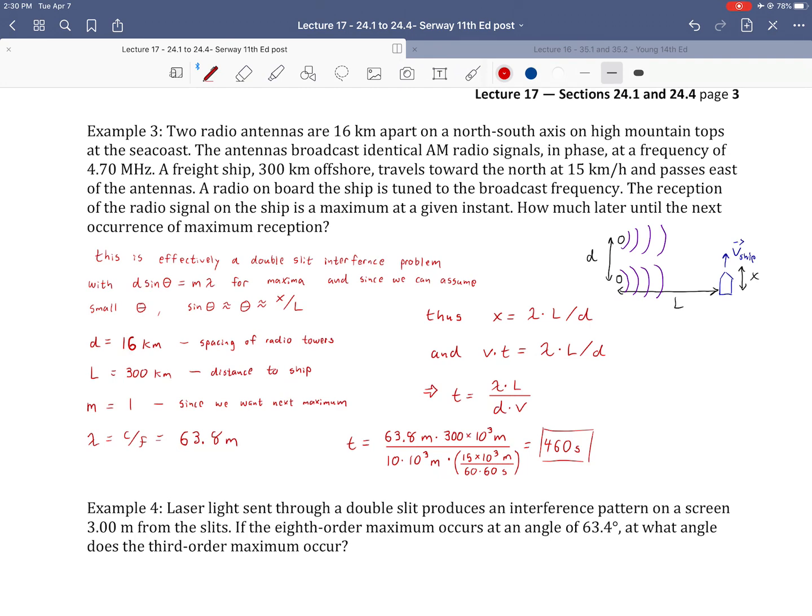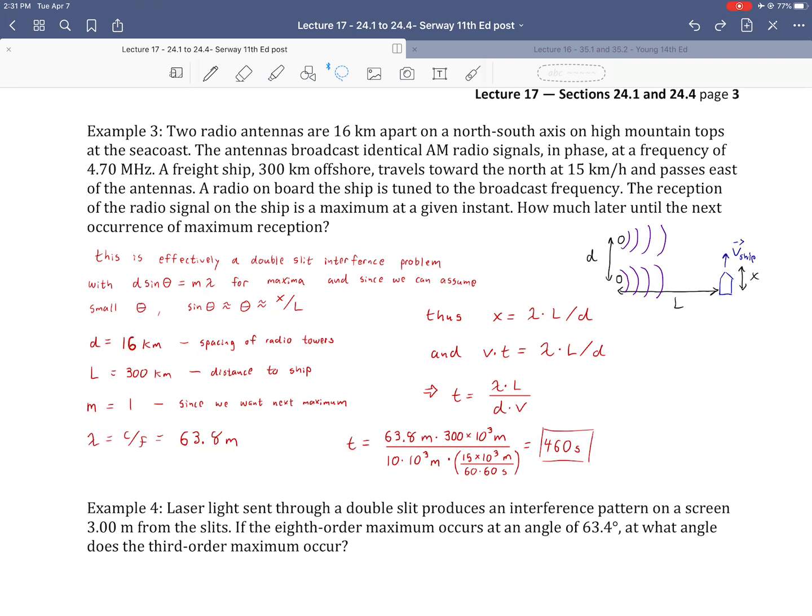Why 1? Well, it turns out if we're going to find the distance between any two bright spots, that's the equivalent of the distance from the central bright spot to the first bright spot, because all the bright spots, in this case maximum reception locations, are equally spaced. So the distance between any two bright spots is equivalent to an m of 1. That's a good thing to note.